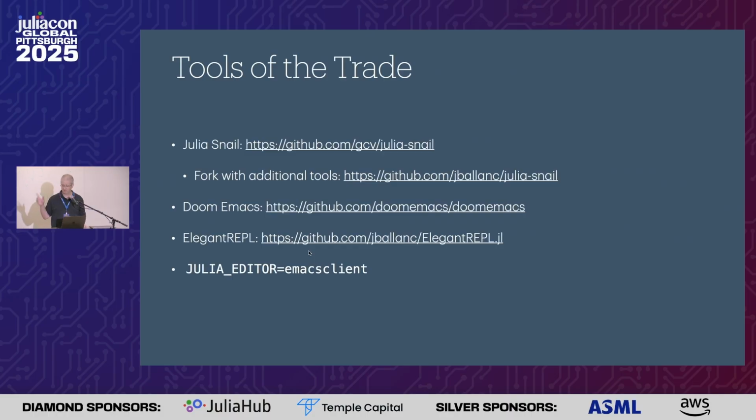I also put together a library that we'll see in a moment that I call Elegant REPL that has the secret sauce. And finally, unfortunately, we don't have so much time that I can get into all the nitty-gritty details, but I do want to point out that if you are using Emacs and you start it in server mode, set your Julia editor to Emacs client. Doing this allows you to actually use the edit macro, for example, and have whatever you want to edit open right there in the same editor that you're already in. It's really a wonderful workflow.